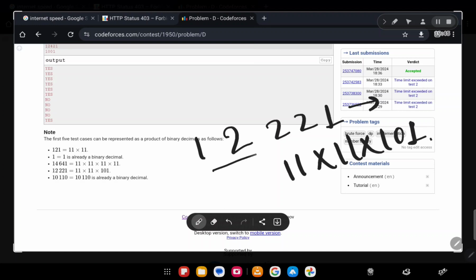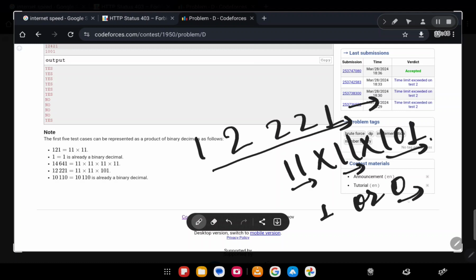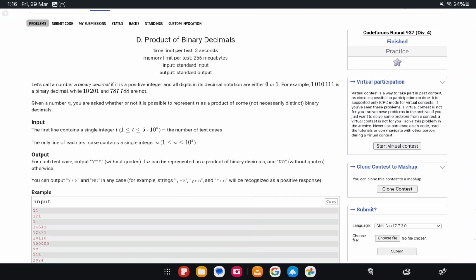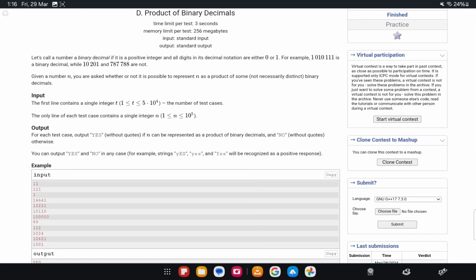It means you have to convert this n into a product of numbers in such a way that every number you obtain will always consist of digits either 1 or 0. In this case also, you can see these numbers 111, 11 and 101 consist of 0 or 1. So basically, we have to convert the given n into such numbers which consist of binary digits only. So this was the problem, and you can see the constraint is also good.